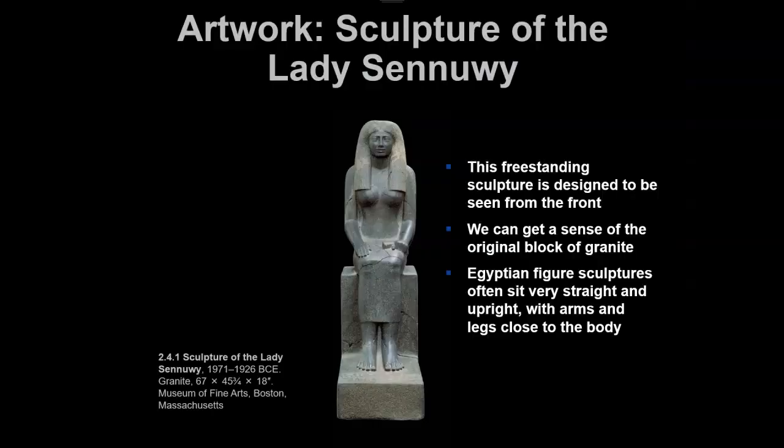So this is a freestanding sculpture, and it's designed to be seen from the front. So in the back, it's going to be flat. It's supposed to sit straight up and then against the wall. And so you can see the front of it and possibly the sides, but it's coming out and it's not something that you can walk around.